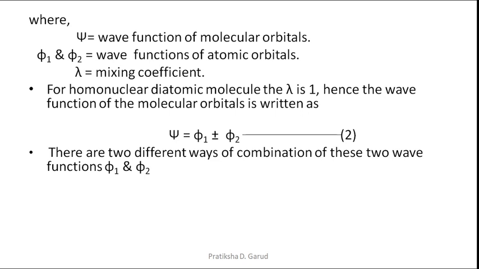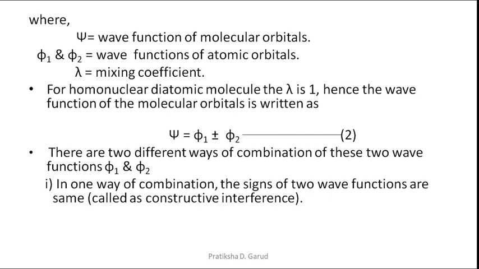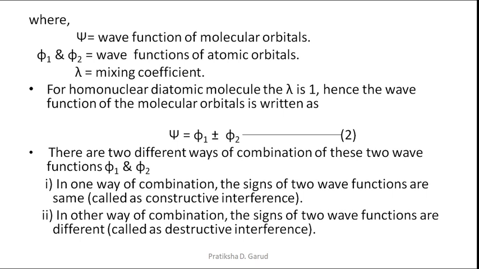So there are two different ways of combining these two wave functions phi1 and phi2. In one way of combination, the signs of the two wave functions are the same. That means the sign of both wave functions is either plus or minus, and then it is called constructive interference. In the other way of combination, the signs of the two wave functions are different. It is called destructive interference, meaning one has a plus sign and the other has a minus sign, or one has a minus sign and the other has a plus sign.